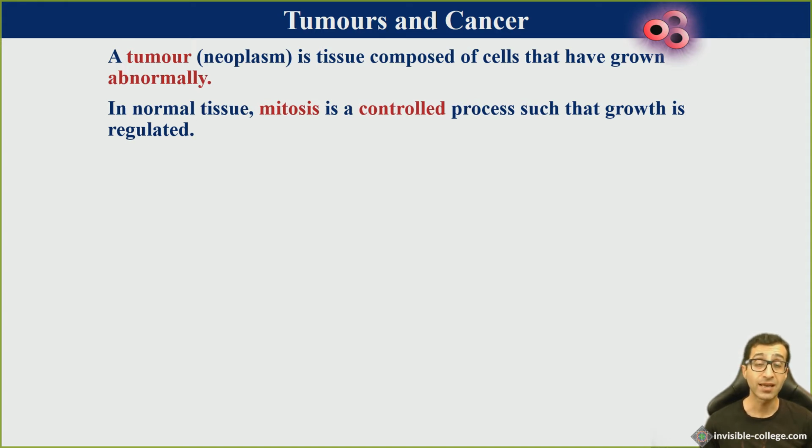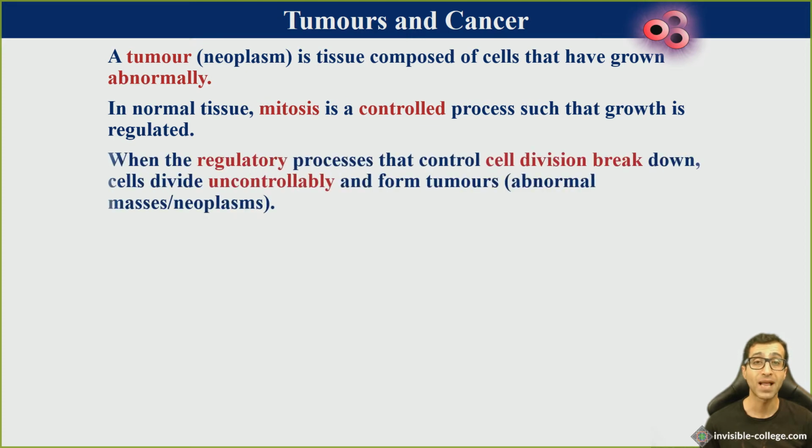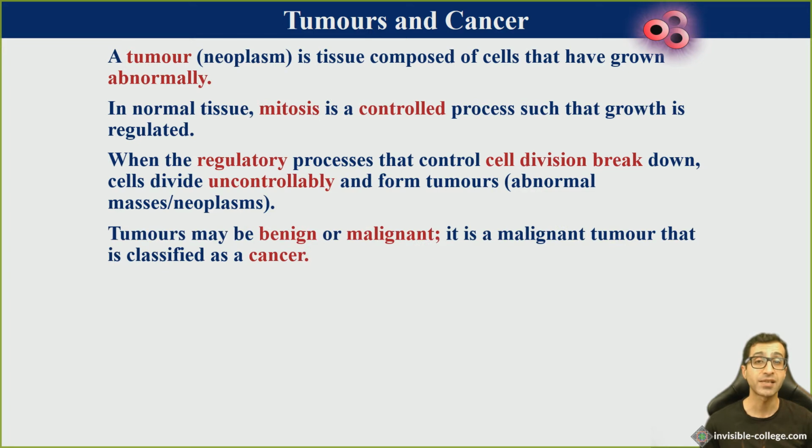Tumours are, again, sometimes referred to as neoplasms. Tumours can be categorised as either benign or malignant. It's actually the malignant tumours which are classified as cancers. Benign tumours can remain localised, they tend not to spread, and they tend to be very well demarcated. In other words, the edges of a benign tumour are very clearly visible in contrast to the surrounding healthy tissue.